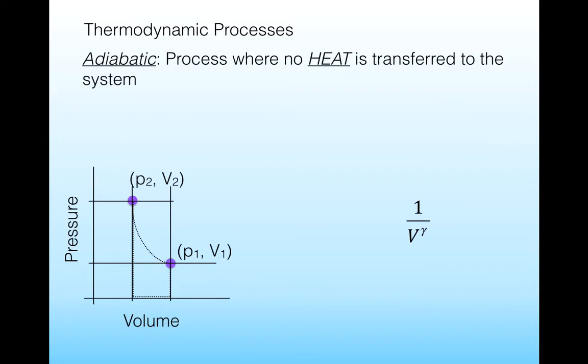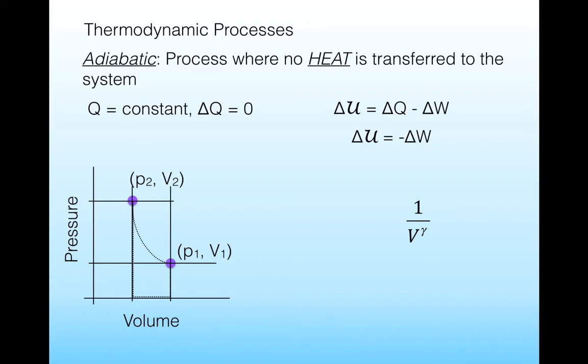The last process that we are talking about is an adiabatic process. This is a process where no heat is transferred to the system. So Q is a constant, so to speak, meaning no heat transfer. Delta Q is 0. We can reduce our total internal energy equation to say that delta U is just equal to the negative of delta W, which is the work done by the system. And then we also know that delta U is still proportional to delta T by 3/2 NkB.